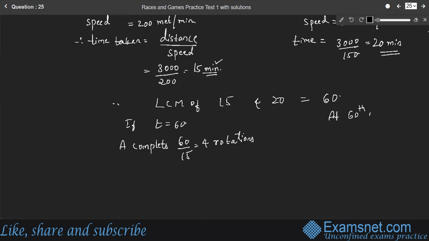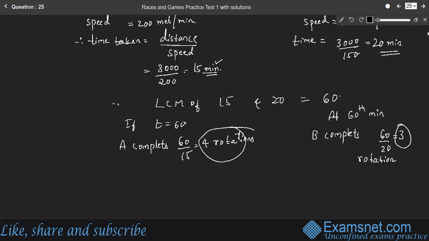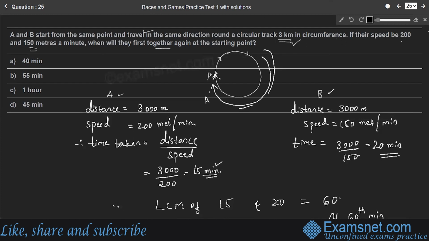At the 60th minute, or if T is 60, B, the second person, completes 60 by 20, which is 3 rotations, right? So whatever the number of rotations, 3 or 4, both of them meet once again at the same point. A and B meet once again at the same point at the 60th minute. That's what the question is.